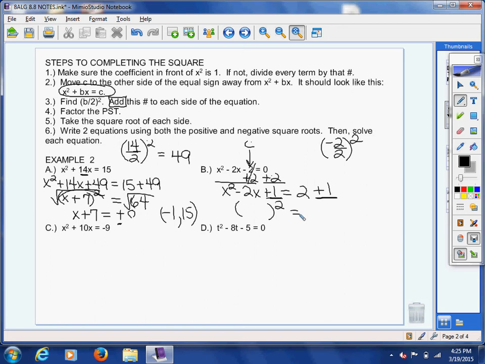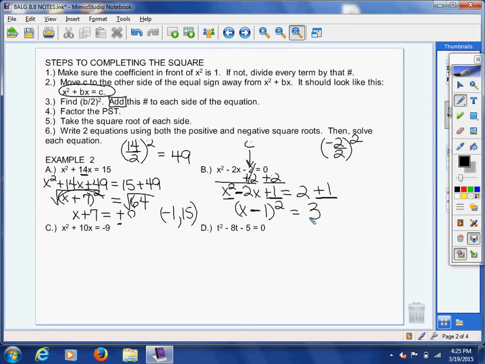Numbers, signs, everything. So the way you find it is, the first term is, what number did you square to get x squared? Yep, x. What number did you square to get 1? Right, 1. And then the sign right here in front of your middle term is negative, so your middle is negative. Okay? And then you just add on the right, 2 plus 1 is 3.